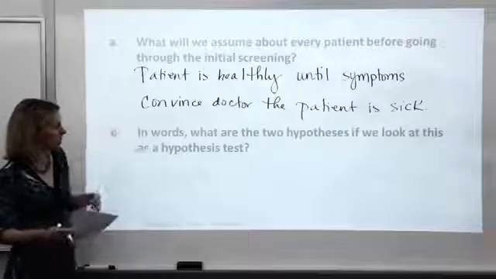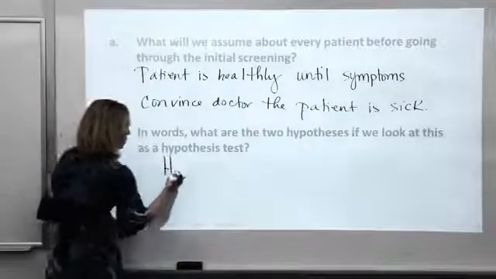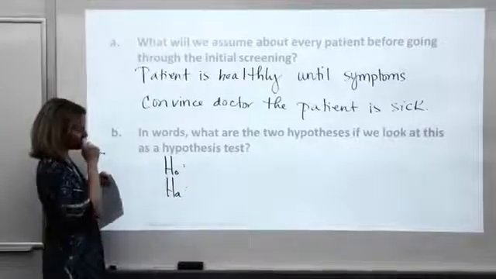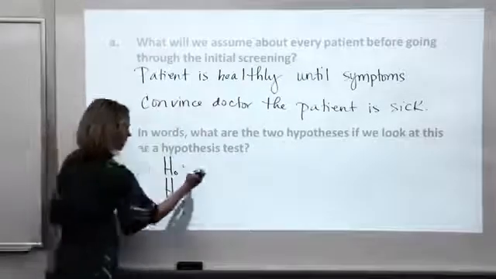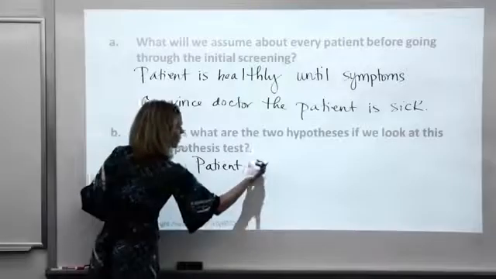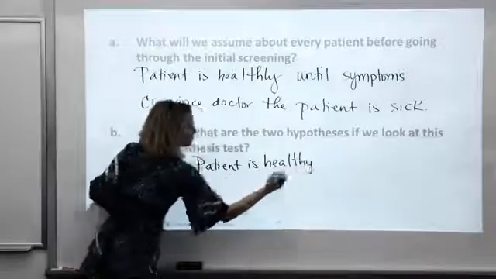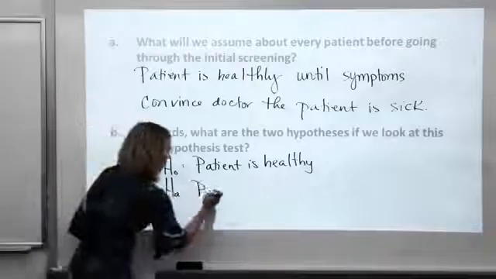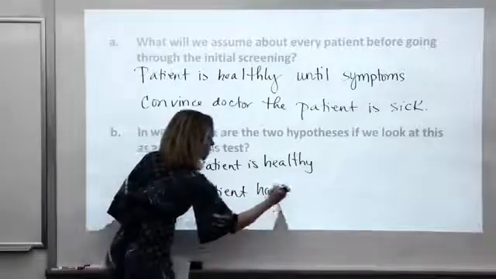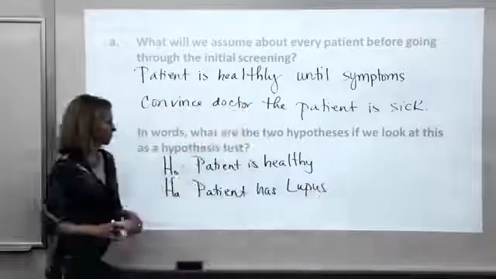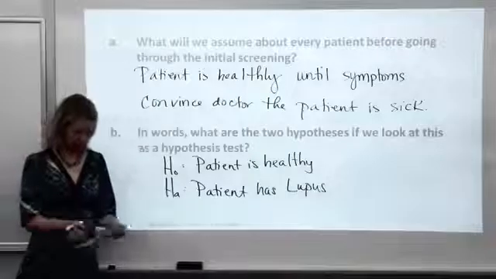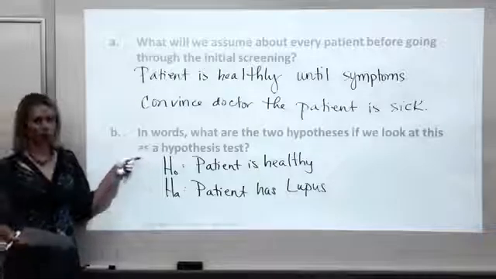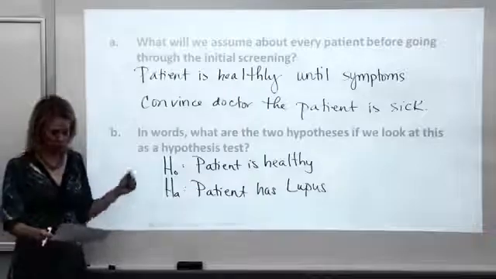So in words, what are our two hypotheses, if we look at this as a hypothesis test? Remember, the null hypothesis is what you assume to be true, and the alternative is what we're looking for evidence of. So we're going to assume that the patient's healthy. And for this particular problem, we're looking for evidence that the patient has lupus. So here are our hypotheses. All right, and then from here, we're going to go on in C and D and talk about what committing a type 1 error would be and what committing a type 2 error would be.